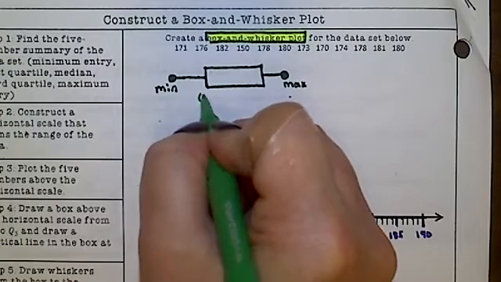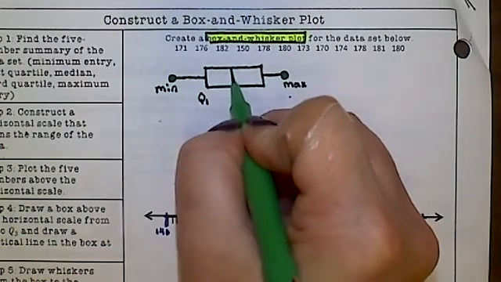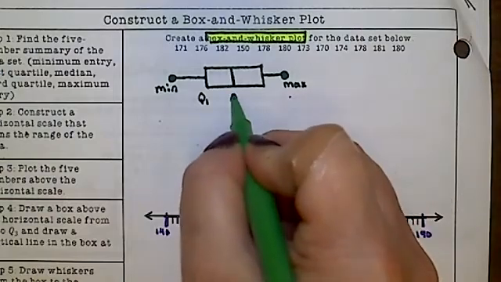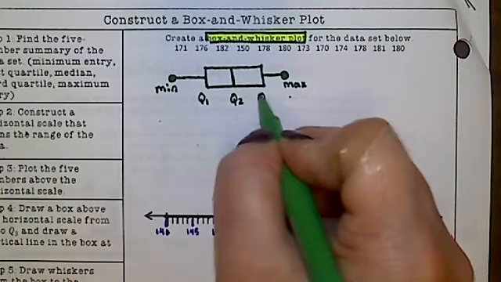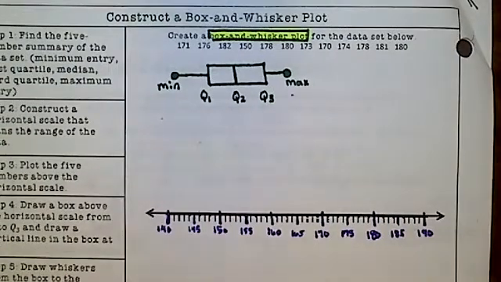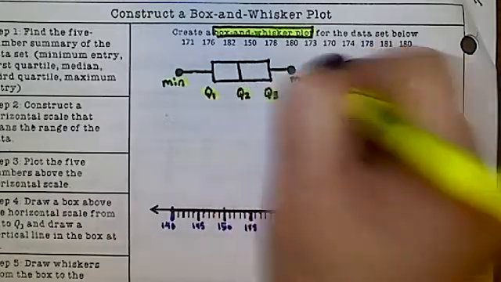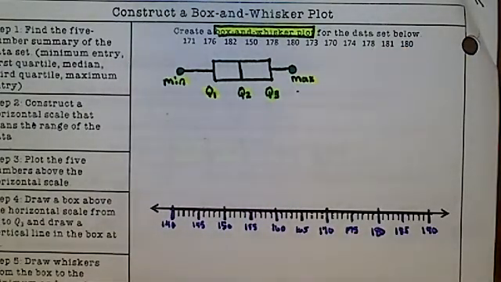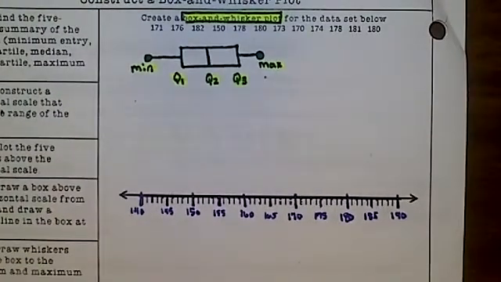The end of this box is going to be your Q1. You will draw the line through the box and put your Q2 for your median. And then at the end of that box will be your Q3. So it's going to be your 5-point summary. If you want to go ahead and label the graph here, we're going to take this information and graph the box and whisker.